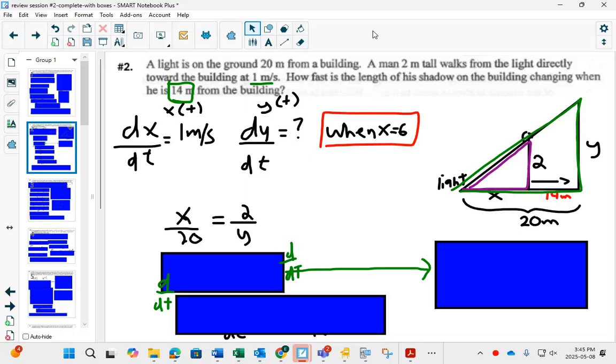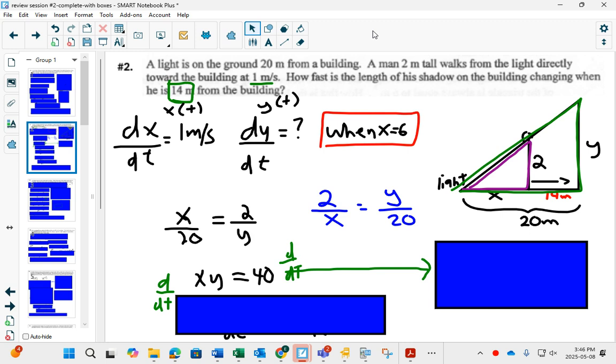Sometimes people also like to just look at a tangent ratio. Can you see on the purple one, the tangent ratio is opposite over adjacent, 2 over x. And on the green one, that tangent ratio would be y over 20. I can rearrange this with the first equation. I multiplied both sides and got xy equals 40. Can you see my blue equation? If I multiply both sides by x and both sides by 20, I get the same equation.